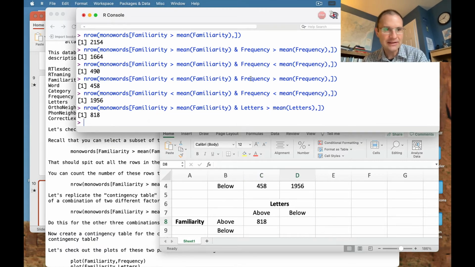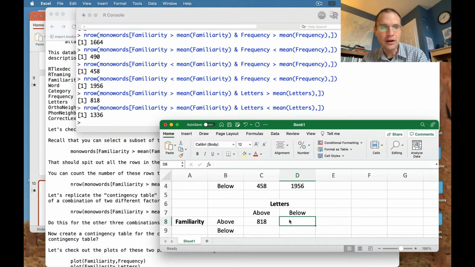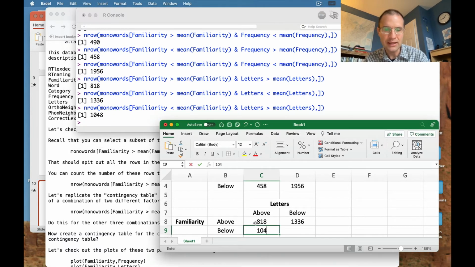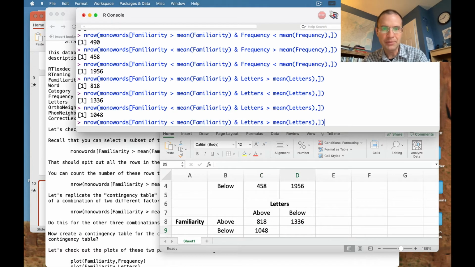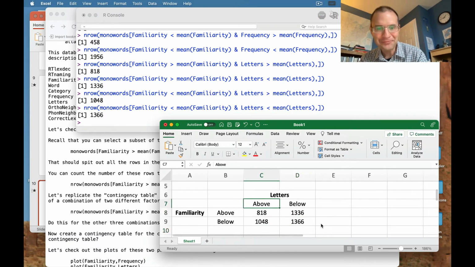The number is 818. So the letters are also already looking a little bit different than what we got before. How many are above average in familiarity, below average in the number of letters? It's 1336, so it's working out differently already. Let's go below familiarity, above average letters, 1048. And then below for both, and we get 1366. So that's kind of interesting for a number of reasons.